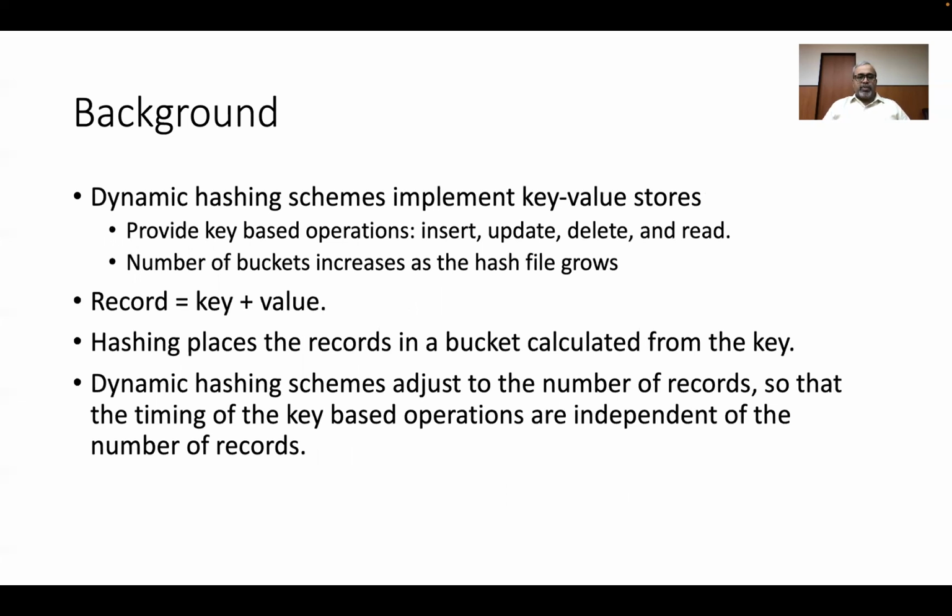Dynamic hashing schemes implement key value stores. They provide key-based operations such as insert, update, delete, and read. The number of buckets increases as the hash file grows. Records consist of keys and values. Hashing places the records in a bucket calculated from the key. Dynamic hashing schemes adjust to the number of records so that the timing of the key-based operations is independent of the number of records.